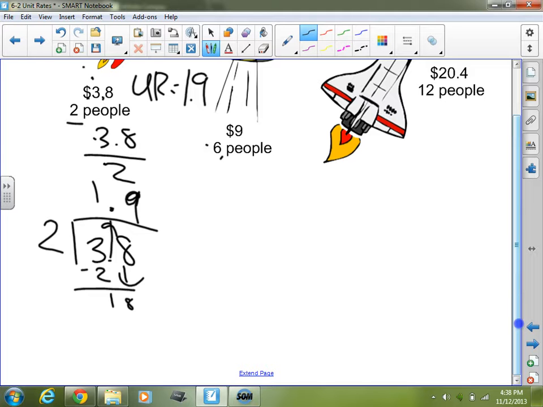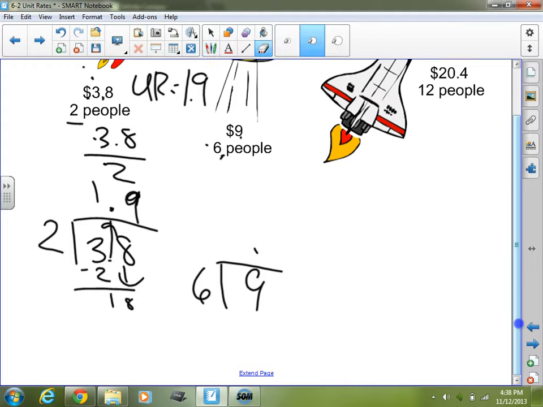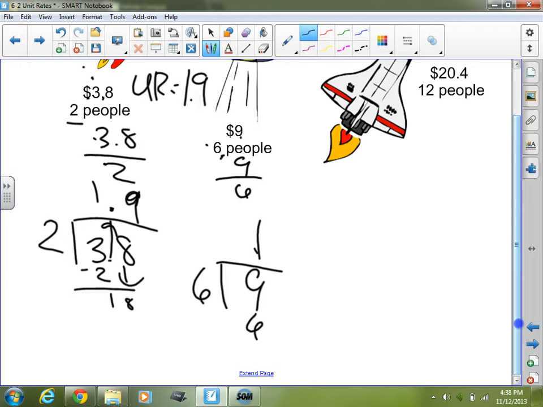Let's go ahead and check out this one then. This one is $9 million, but it only holds 6 people. So let's find the unit price. How much would it cost for 1 person? So let's see, 9 divided by 6. Let's go ahead and divide this out. Once again, I'll make this smaller. Mr. Hirsch should learn by now. Alright, so it's going to go in 1 time. I'm going to add a 0 and bring that down.